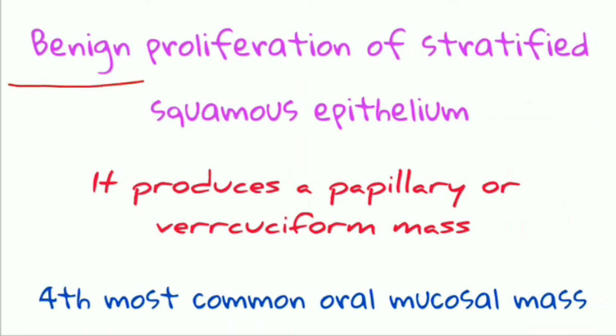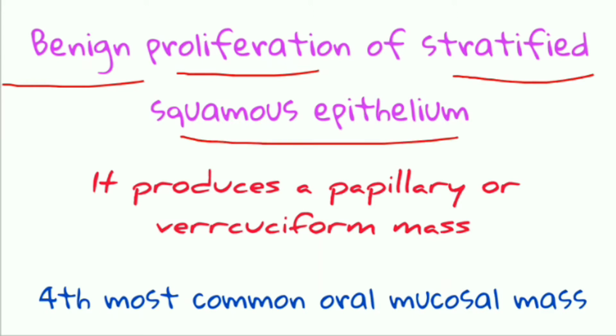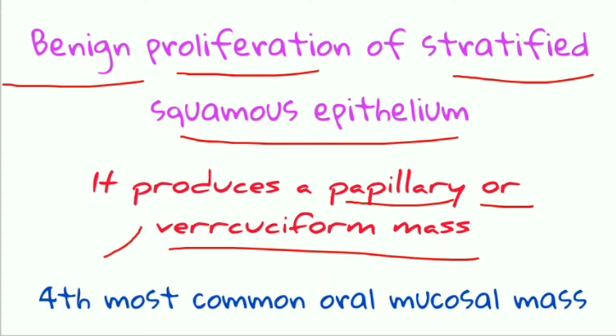So now let us see what it is. It is a benign proliferation of stratified squamous epithelium. It produces papillary or verruciform masses. So verruciform or papillary masses are nothing but like this. These projection-like masses are seen.